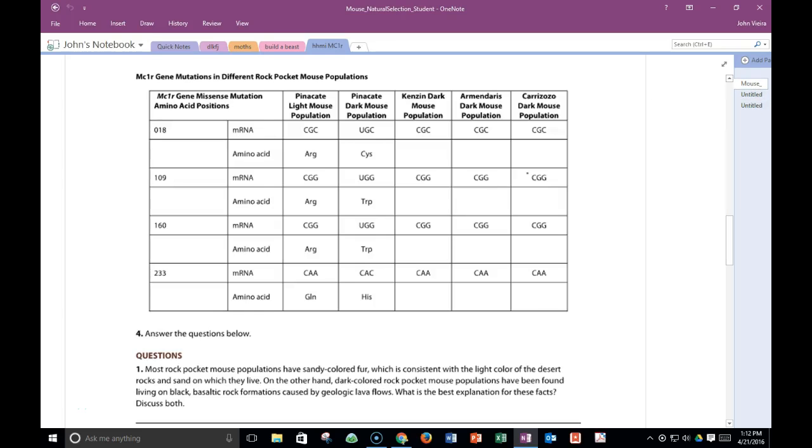Okay, so you guys are going to have to understand this chart. First of all, what do these numbers represent? 18, 109, 160, 233. What do those numbers represent? This is the amino acid position.